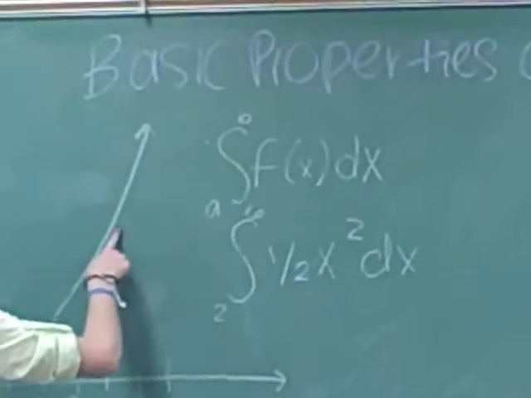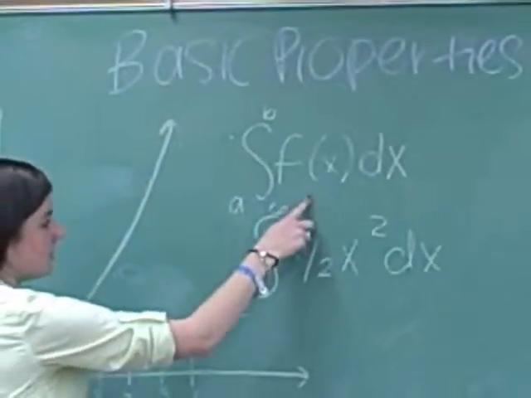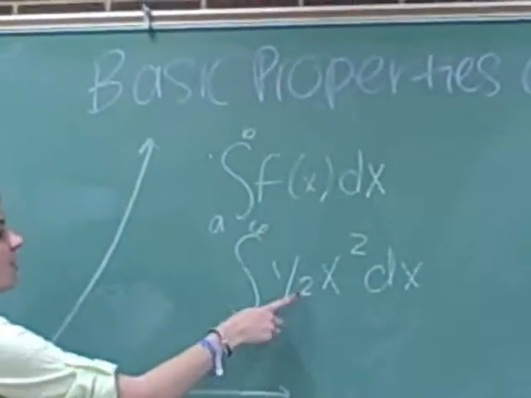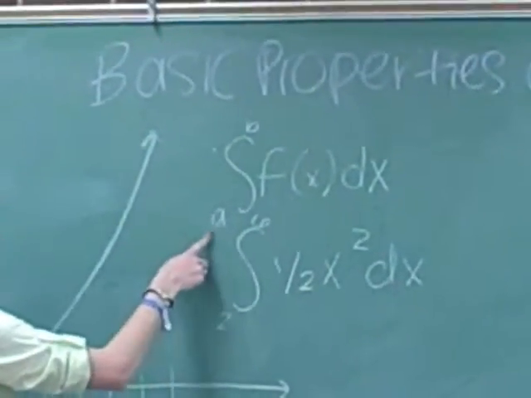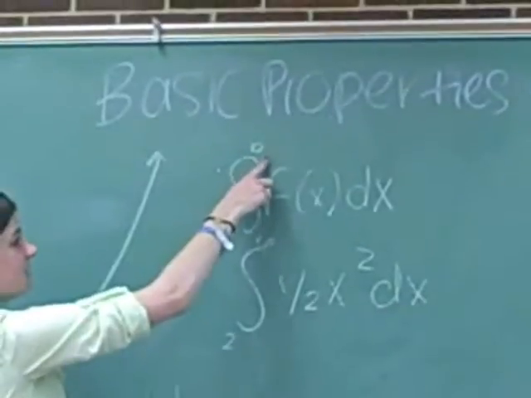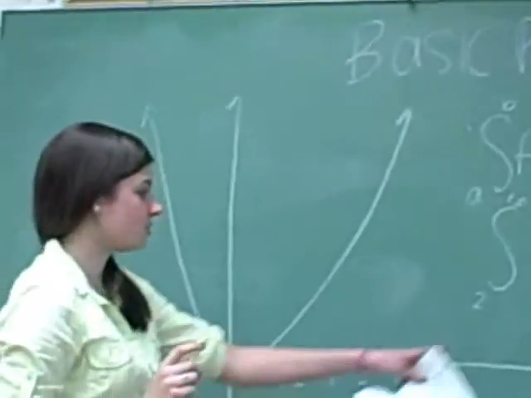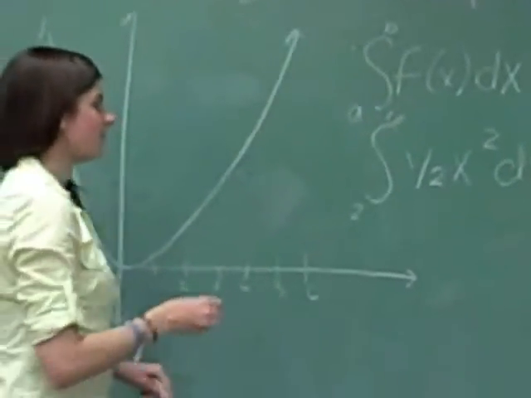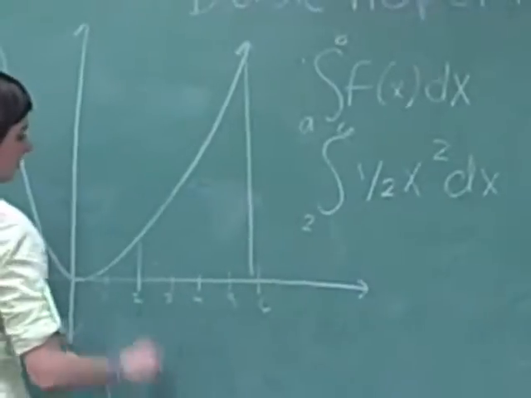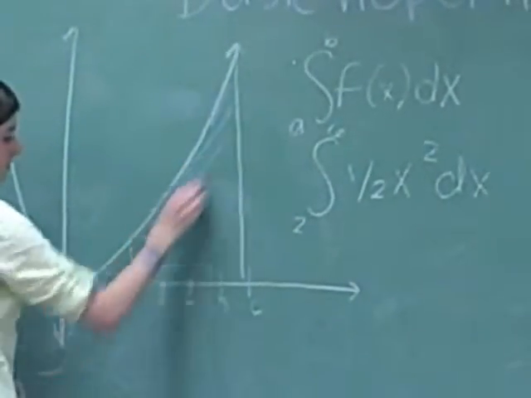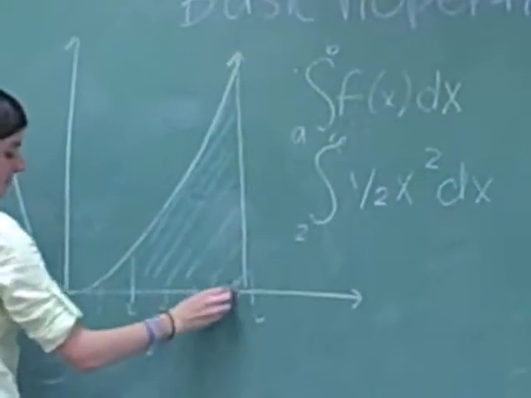f of x is the graph that we're going to find the integral of. Our f of x here is half x squared. The a equals your lower bound, and the b stands for your upper bound. 2 is our lower bound in this problem, and 6 is our upper bound. So essentially, we're trying to find this area underneath the curve.